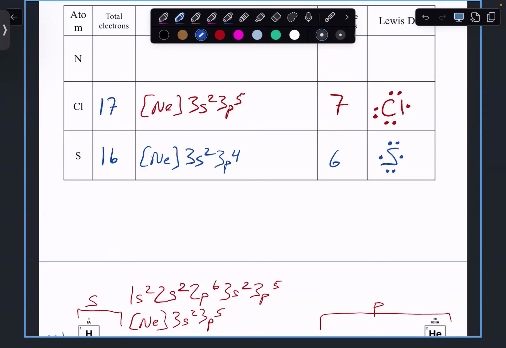Now, one other thing I want to highlight here: atoms are always going to form the same number of bonds as they have unpaired electrons. So you can look at the Lewis dot structure of sulfur. You see it has 2 unpaired electrons. Sulfur is always going to make 2 bonds. What about chlorine? Chlorine has only 1 unpaired electron. It will always make 1 bond. Okay?